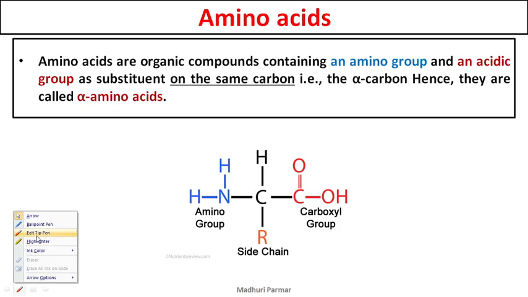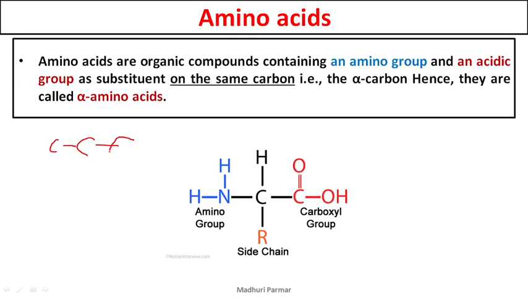Clear? Let me just write down one structure and you tell me whether it is an amino acid or not. Here you can see a carbon chain. Let us say here it is COOH. And on this carbon I have drawn NH2. Clear? So even this compound has one amino group and one carboxylic acid group. It should be an amino acid, right?